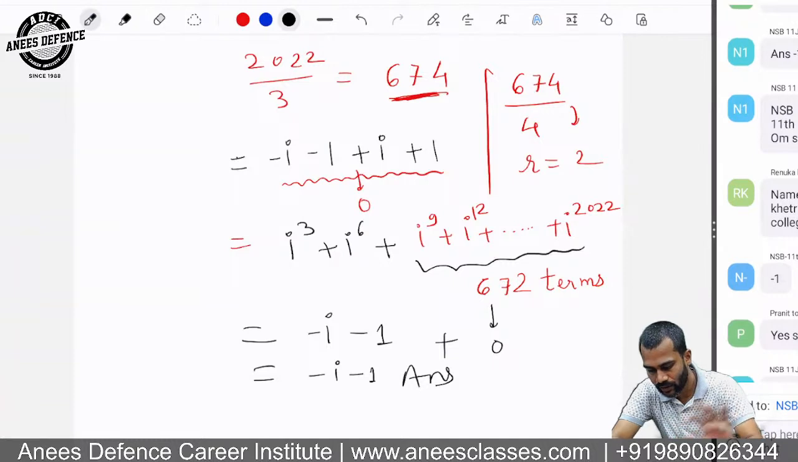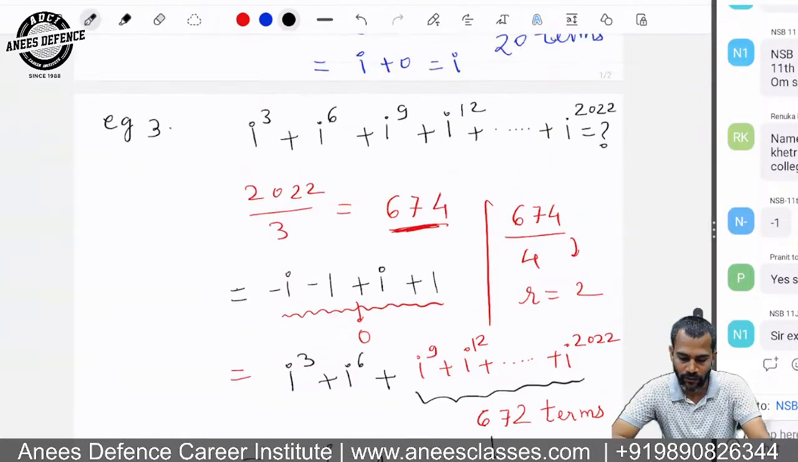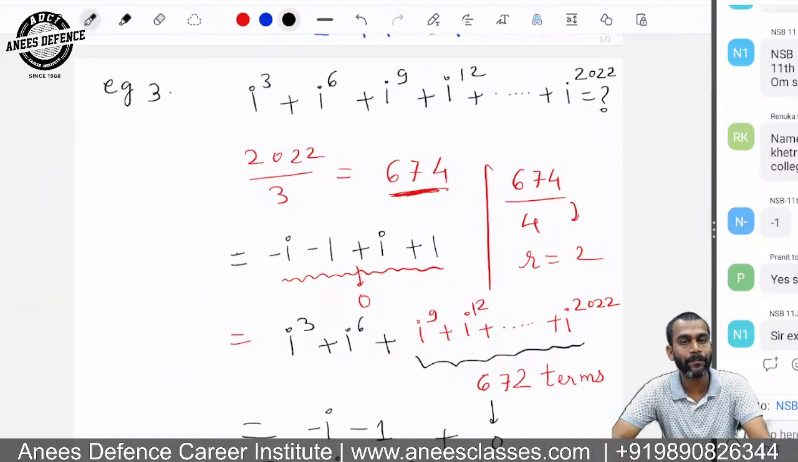Okay. Yes, online students. Answer is... please explain again. Okay. See, Janvi, just see here. How many terms are there? 674. How do we come to know? Since we already know this is a multiple of 3. Yes or no? All the powers are multiples of 3.